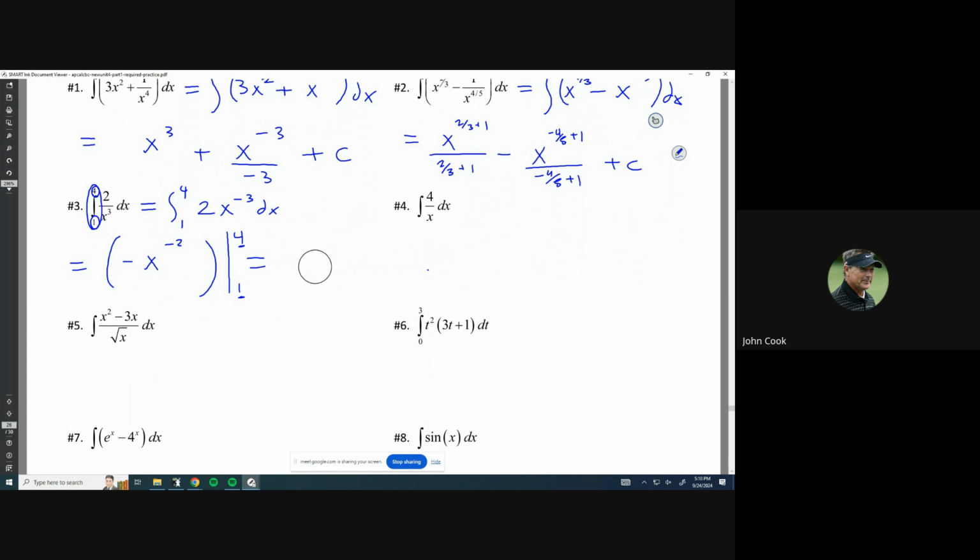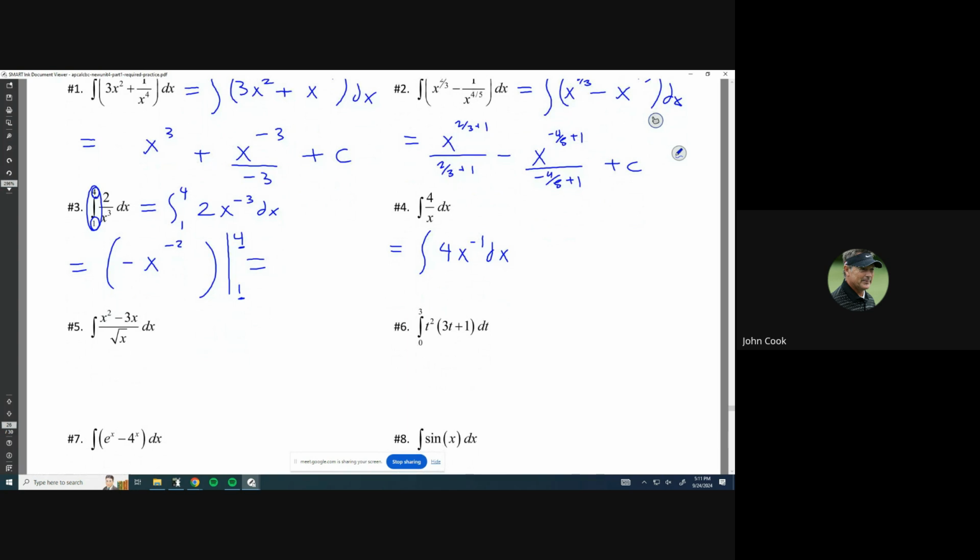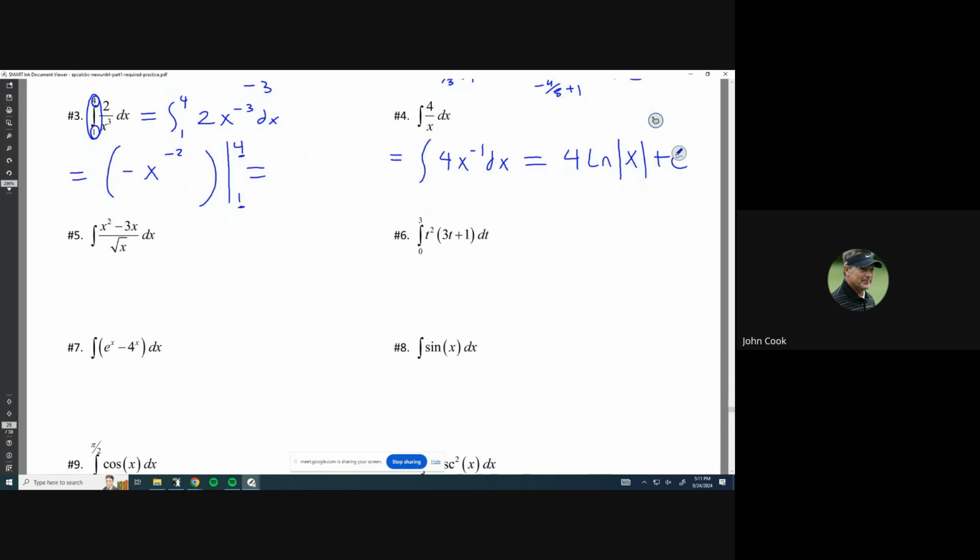Okay, next up, number 4. Let's rewrite it. So 4 times x to the negative 1st dx. Then we'd use the power rule, right? No, we don't use the power rule in this case. This is that special case. You have x to the negative 1st. This is just natural log. So this is going to become 4 times the natural log of the absolute value of x plus c. And that's it. So there's the first 4 problems.